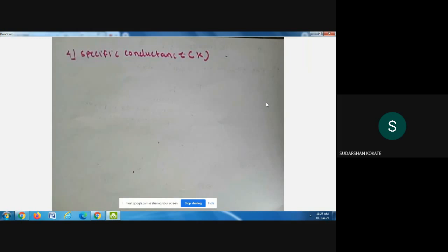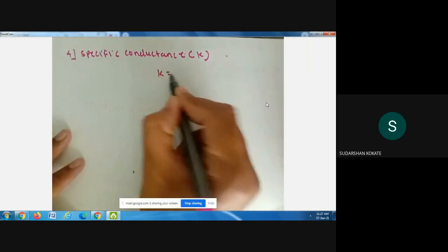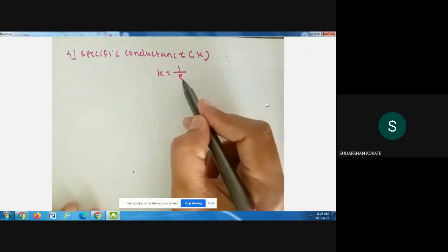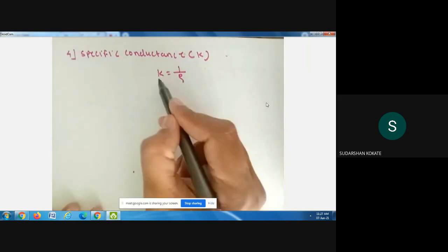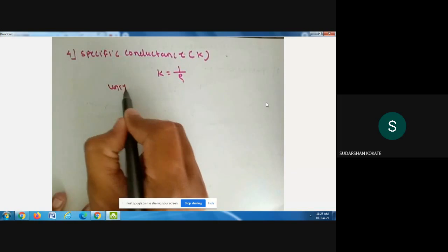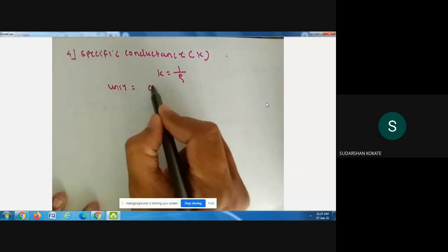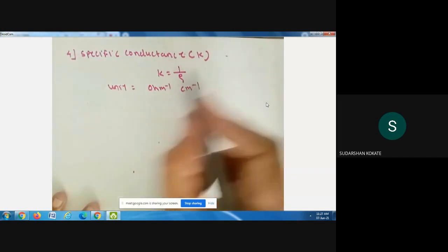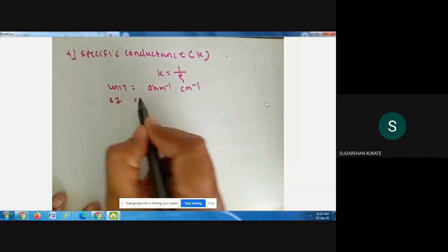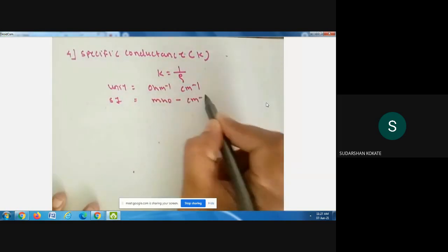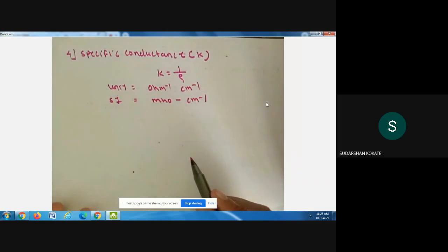Specific conductance k is equal to 1 upon rho. It is the mathematical reciprocal of specific resistance, known as specific conductance, right? Now the unit of specific conductance is ohm inverse centimeter inverse, and the SI unit is mhos centimeter inverse. This is the SI unit of specific conductance.